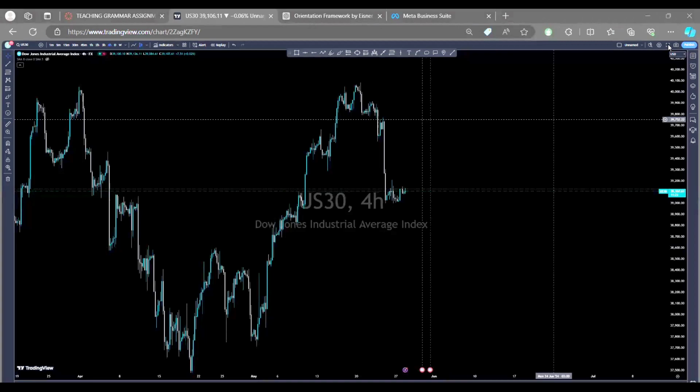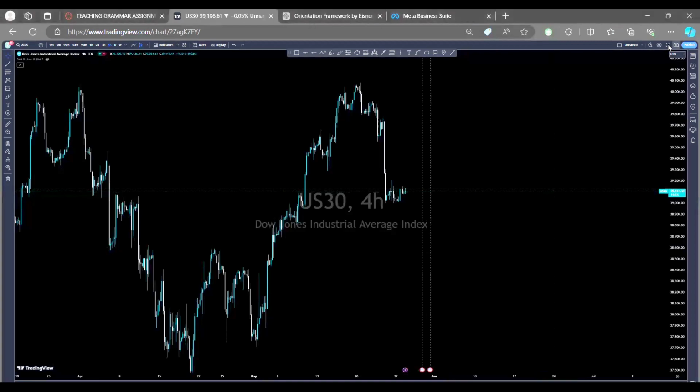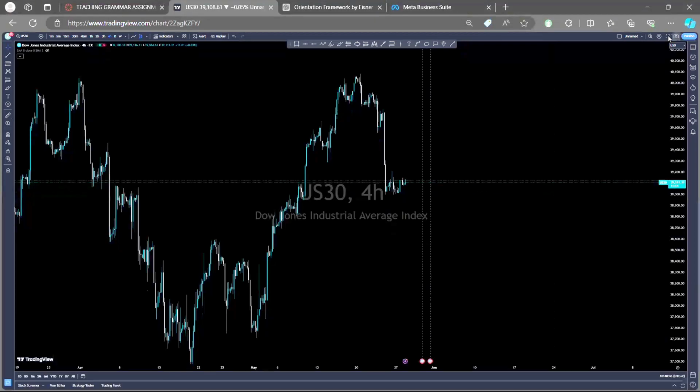This index, US30. It's not an index that I enjoy analyzing or hardly trade. It's not really that it's a challenge, I just prefer Nasdaq over this one.